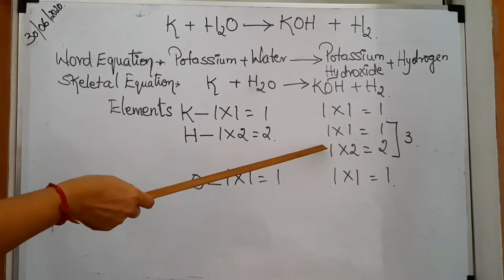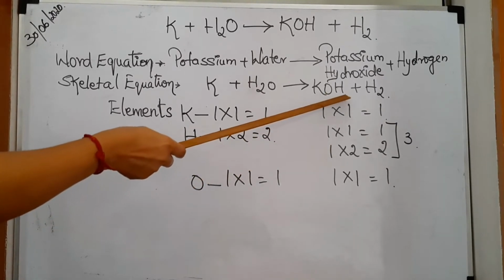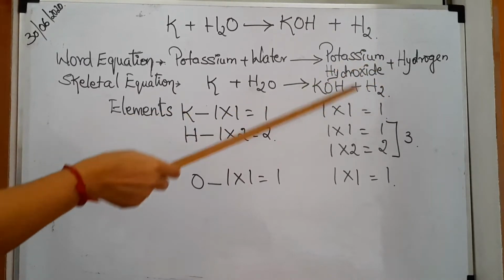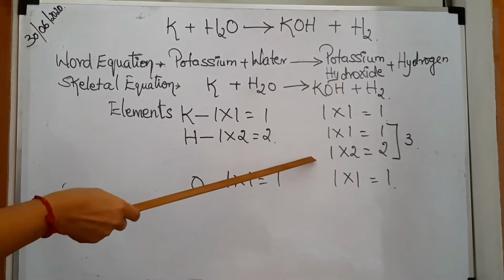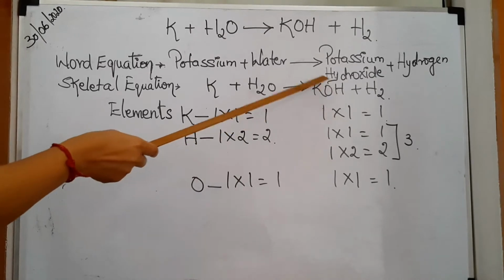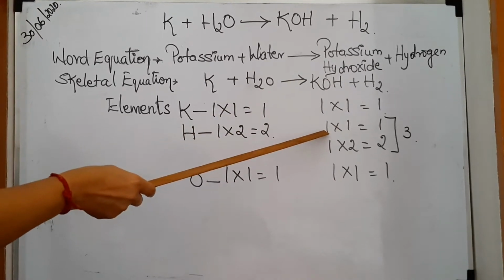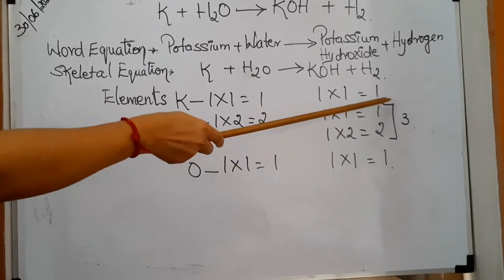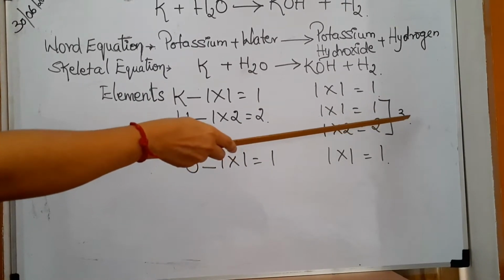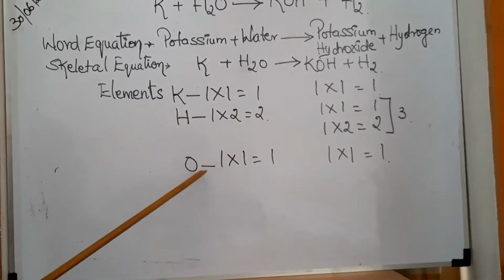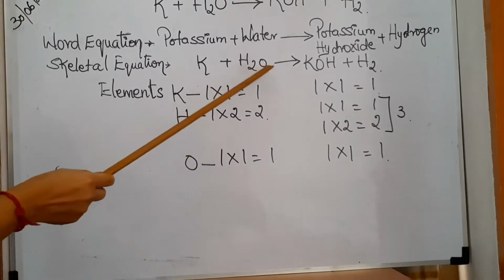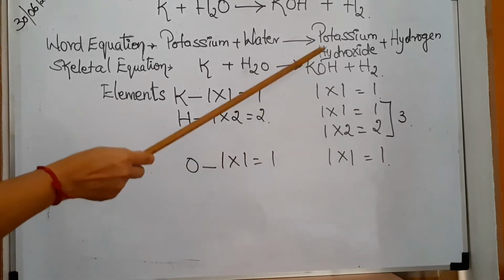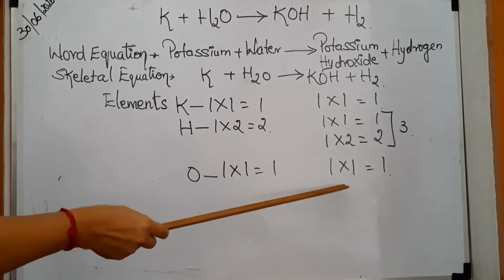H, just see properly. In KOH, one H is there, and hydrogen is here also. So we need to write both together. Here it is 1 into 1 is equal to 1, here it is 1 into 2 is equal to 2. So together 1 plus 2 is equal to 3. Oxygen, here 1 into 1 is equal to 1, and on the product side also it is 1 into 1 is equal to 1.